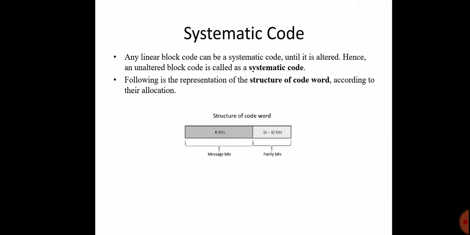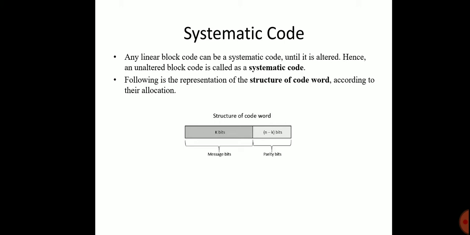Now, linear block codes are divided into two different categories. One is a systematic code and the other is a non-systematic code. A linear block code can be a systematic code as long as it is unaltered. Hence, an unaltered block code is called a systematic code. The following shows the structure of the code word according to its allocations.